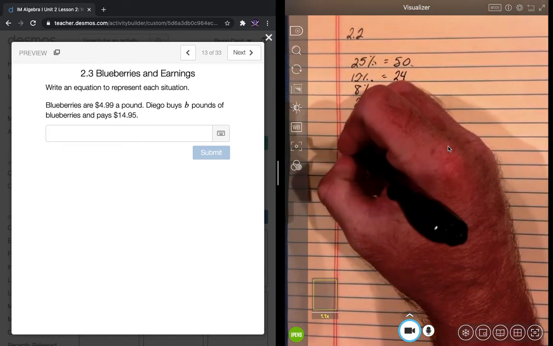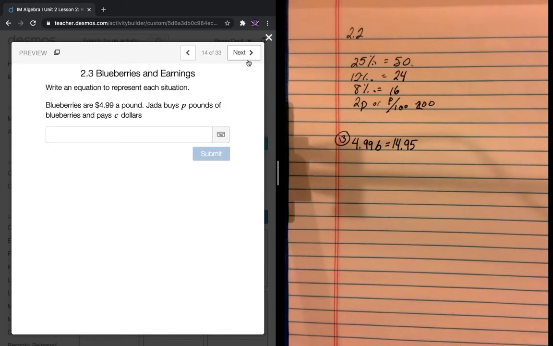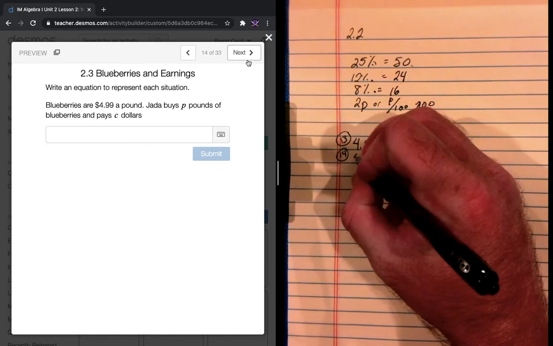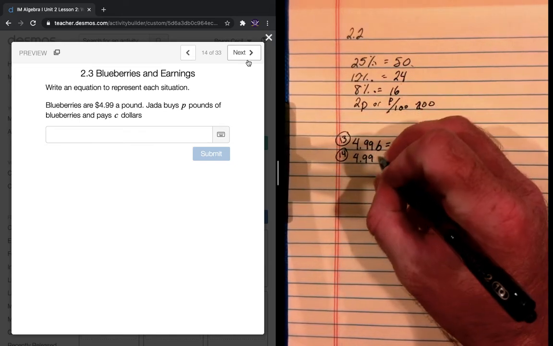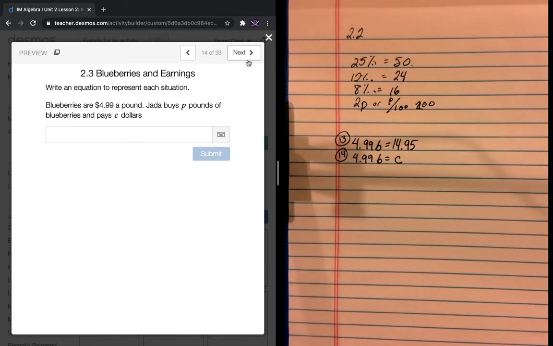That was on slide 13. So there's our equation for 13. So now we know that blueberries are $4.99 a pound, and Jada buys P pounds of blueberries and pays C dollars. So now we know on 14 it's still $4.99 a pound, but now Jada buys them and we don't know how much she spent. So we would replace that $14.95 with a C because we don't know.